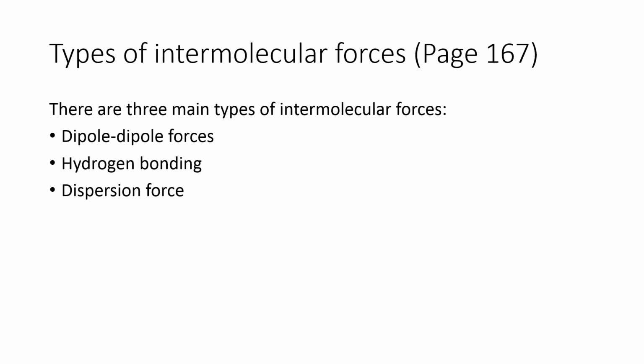Today we are looking at chapter 7.3. This is the last part of chapter 7. I need to look at types of intermolecular forces. Before this, we have looked at different covalent molecules. We talked about how some molecules are polar, some molecules are non-polar.